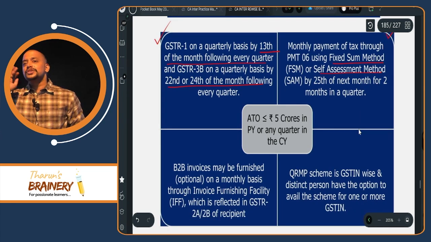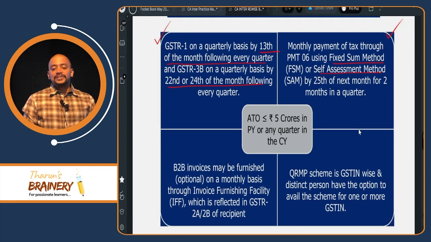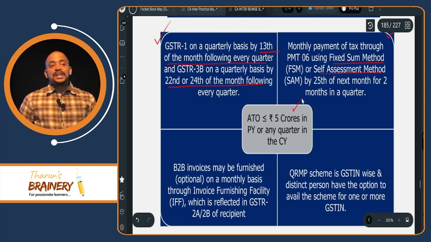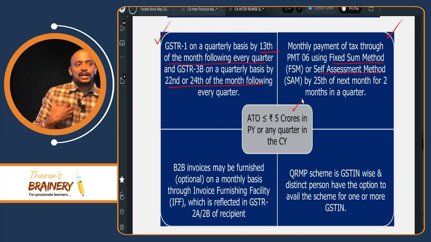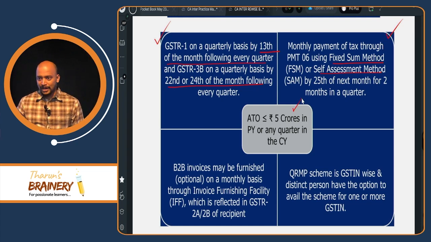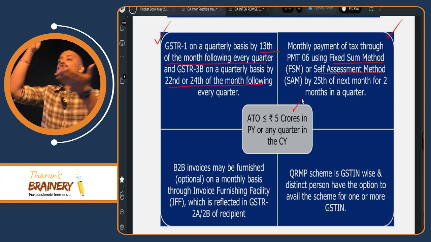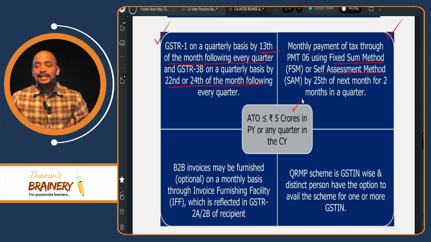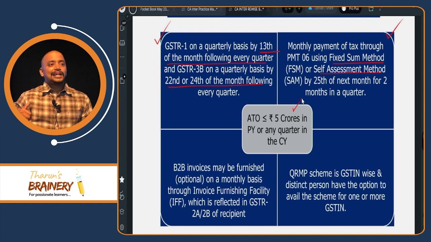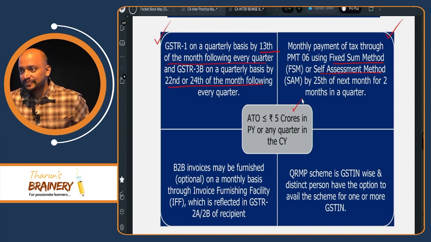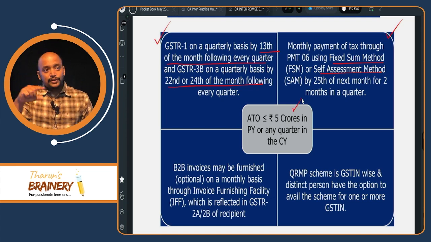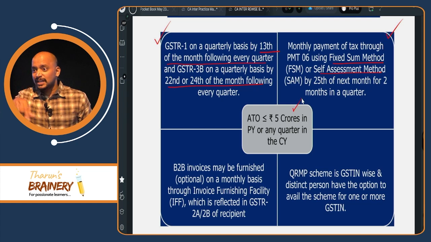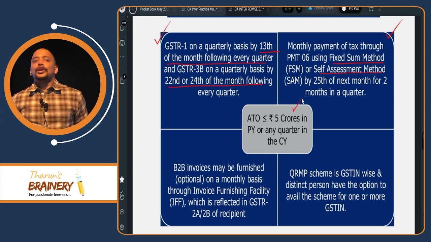And first of all, to whom is this QRMP scheme applicable? If their aggregate turnover in the previous year does not exceed 5 crores. So if my previous year's aggregate turnover does not exceed 5 crores, I can go for QRMP. And I should also ensure that during the current year, in any quarter, my aggregate turnover is not exceeding 5 crores. For example, April to June, 3 crores. July to September, 3 crores. 3 plus 3, it crossed 5. So from the next quarter onwards, I will not be able to go for QRMP. I have to file monthly.